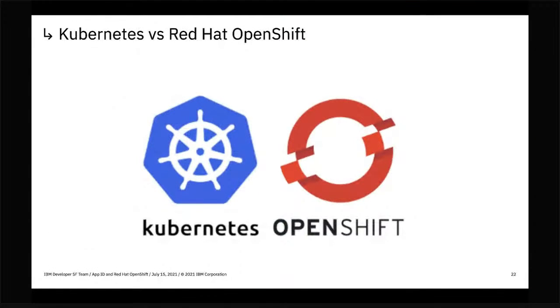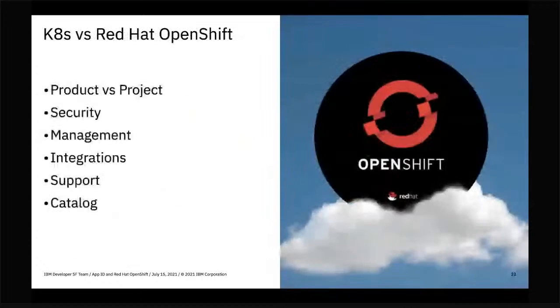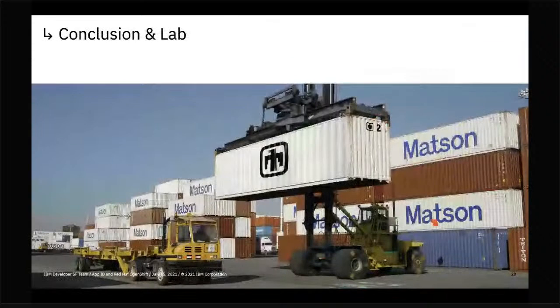I won't go into too much about Red Hat OpenShift 4, but I'll say that the difference between Kubernetes and OpenShift is that Kubernetes is an open source project, whereas Red Hat OpenShift is a product, which is another reason that it's so cool that you're getting free access to it today. OpenShift provides additional security, management, validated integrations, Red Hat's famous support, and their catalog. And so with that, I think I am done talking about OpenShift and Kubernetes.